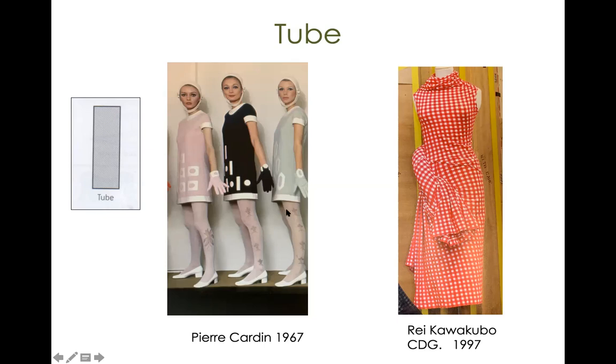So tubular clothes really went out in the 70s when people started wearing flares and flared dresses and things that had waists again. The waist became really important in the 70s. In the 80s, we had the power suits. Let's look at Rei Kawakubo from Comme des Garçons, 1997, so 30 years later, a very different iteration of the tube dress. And of course, because it's Rei, there is this extraordinarily unusual padded wrap that goes halfway around the waist and hangs down the front. But nonetheless, the basic form of the dress is still a tube.